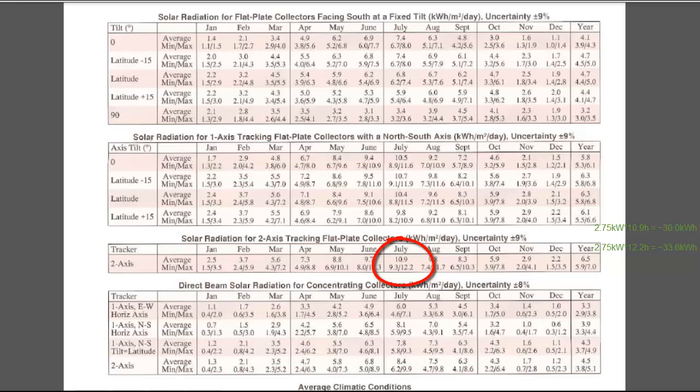29.975 kilowatt hours on average on any given day in July at 10.9 hours of peak sunlight, upwards of 33.55 kilowatt hours with a maximum of 12.2 peak hours of sunlight.